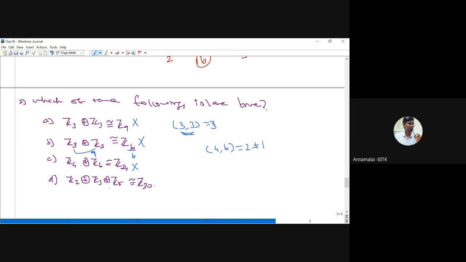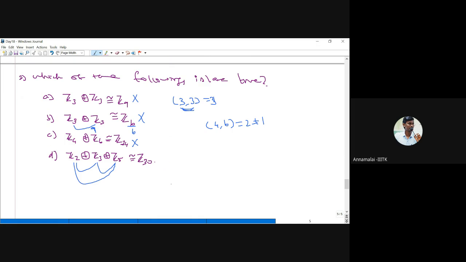Now look at the last option. The GCD of these two is 1, and the GCD of these two is again 1. Therefore, it is nothing but the product of the numbers. So the product is 6 into 5, which is 30. Therefore, this is the correct one.